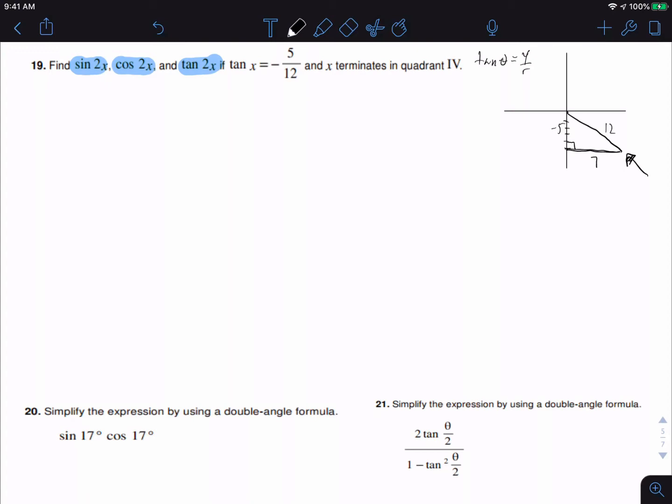by the Pythagorean Theorem. So you guys could do that. That'd be x squared plus y squared is equal to r squared, and we didn't know x squared, but we do know that -5 squared is equal to 12 squared, and that would yield plus or minus 7. So that's how we got that 7.